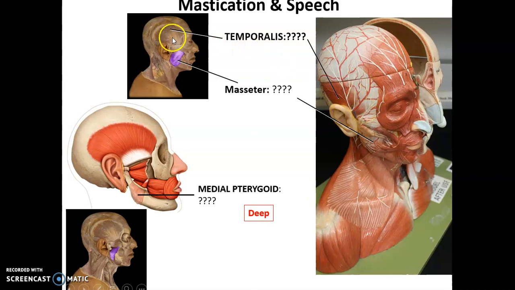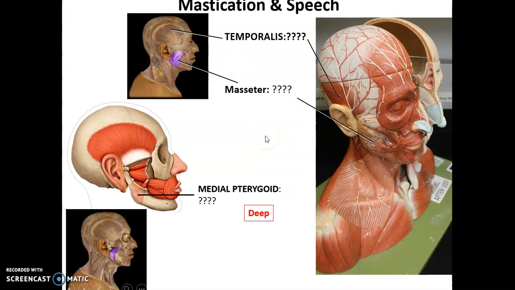So we have the temporalis muscle, a broad muscle that inserts into the mandible. Also, we have the masseter muscle, a smaller muscle on the lateral sides. Its insertion is in the mandible, and its origin is in the zygomatic bone. And then a very deep muscle, if you cut away the mandible to see it, is the medial pterygoid, going from the origin on the sphenoid bone to its insertion on the mandible.